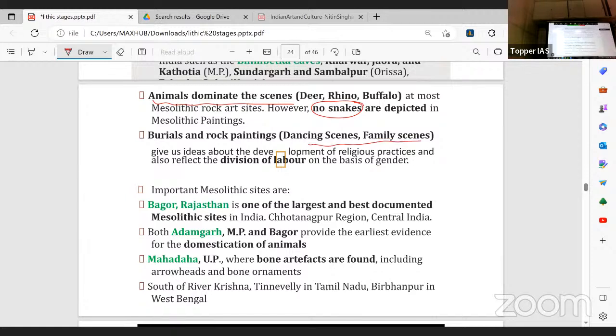And this gives us the development of religious practices, as it reflects the division of labor on the basis of gender. So in hunting scenes, male figures. So that is the development of religious practices and also division of labor.